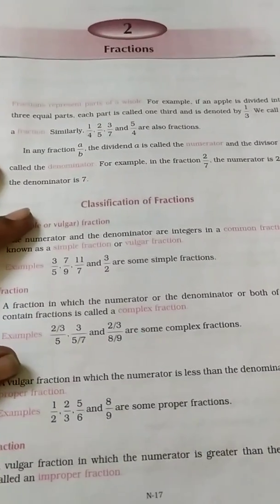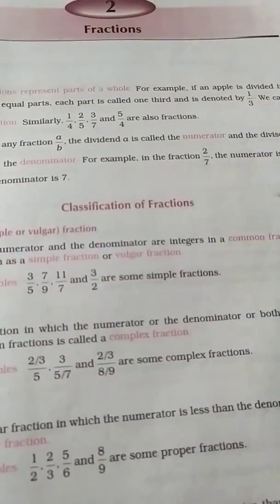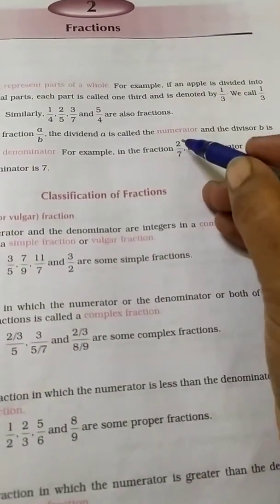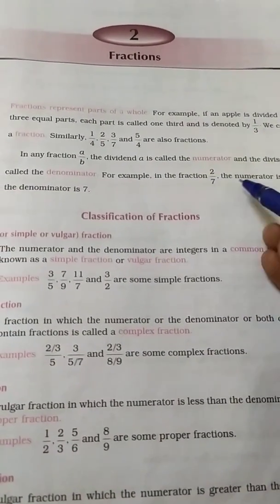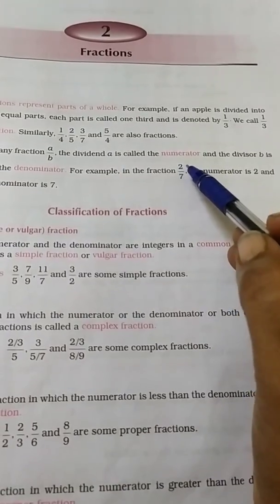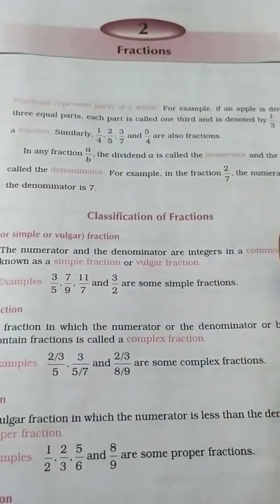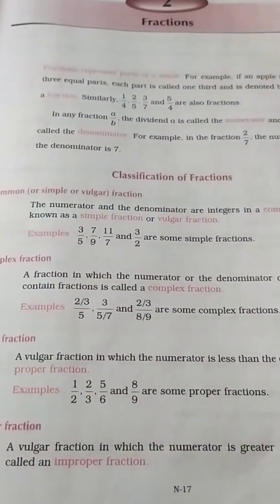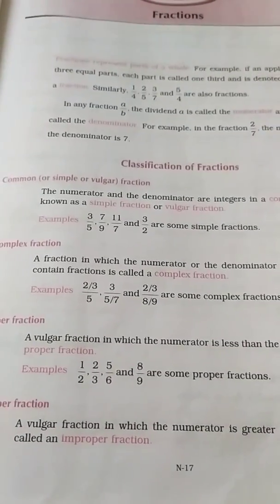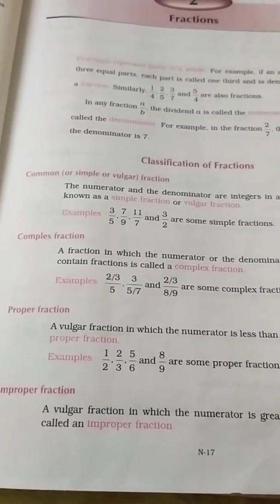So you have all come across this topic, fractions. Am I right? If 2 by 7 is a fraction, the number above the line we call the numerator, and the number below the line we call the denominator. So 2 is your numerator, 7 is the denominator. Fractions represent parts of a whole. You have learned these things in standard 5 and standard 6 also. And now we are going to learn what the types of fractions are.